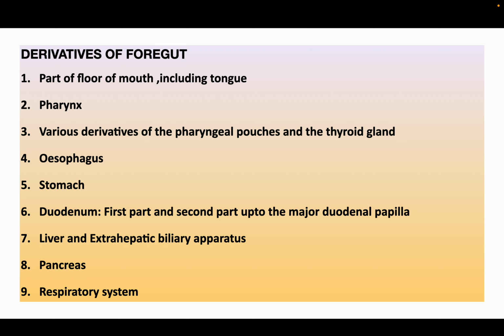So these are basically nine components which are arising from the foregut: part of floor of mouth including tongue, pharynx, various derivatives of the pharyngeal pouches and the thyroid gland, esophagus, stomach, duodenum, first and second part up to the major duodenal papilla, liver and extrahepatic biliary apparatus, pancreas and respiratory system. So this is the slide which I have shown you in my previous lecture.